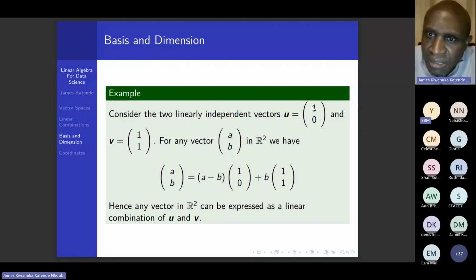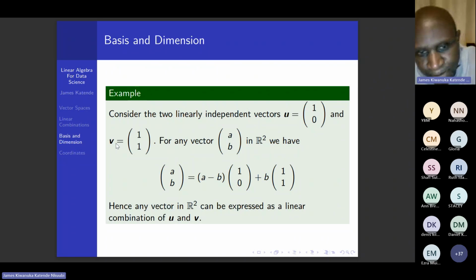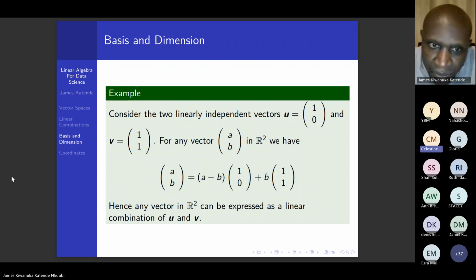So we have two vectors, u and v. You can verify that these two vectors are linearly independent because it's not possible to write v as a multiple of u, likely because of this 0 here. There's nothing you can multiply by 0 to get 1. So u and v are linearly independent because u cannot be written as a multiple of v, or vice versa. So now the next statement picks an arbitrary vector in R2.